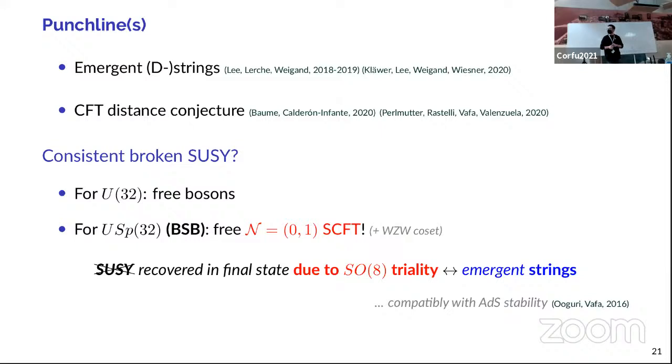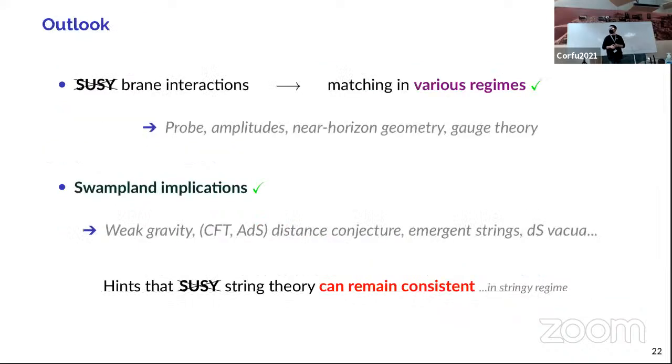And the final thing I would like to say is that while in the zero prime B model, so no supersymmetry at all, the final CFT contains just three bosons, in the broken supersymmetry case, actually the three final CFT in the AR recovers supersymmetry. And it does so thanks to the triality of SO(8). So there's a nice interplay between the maths, the fact that 8 is the number of transverse dimensions of a string and not something else. So the emergent string conjecture is satisfied.